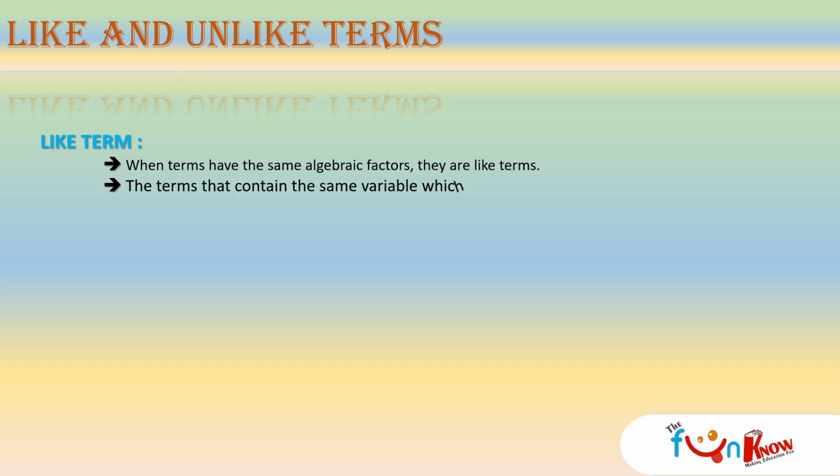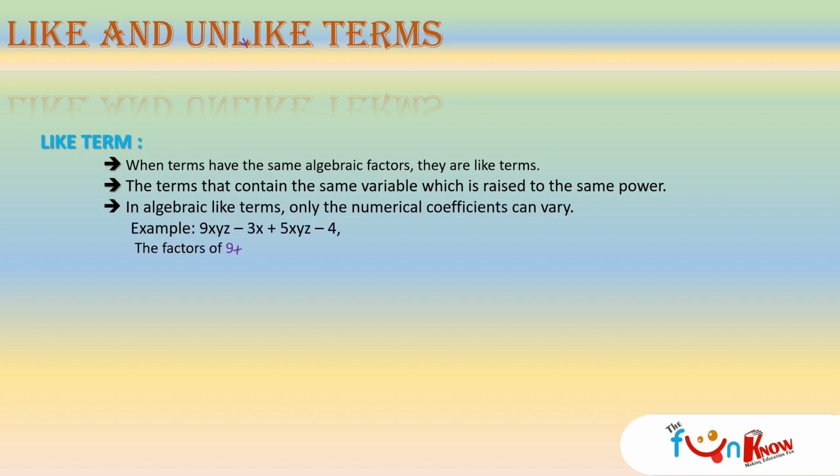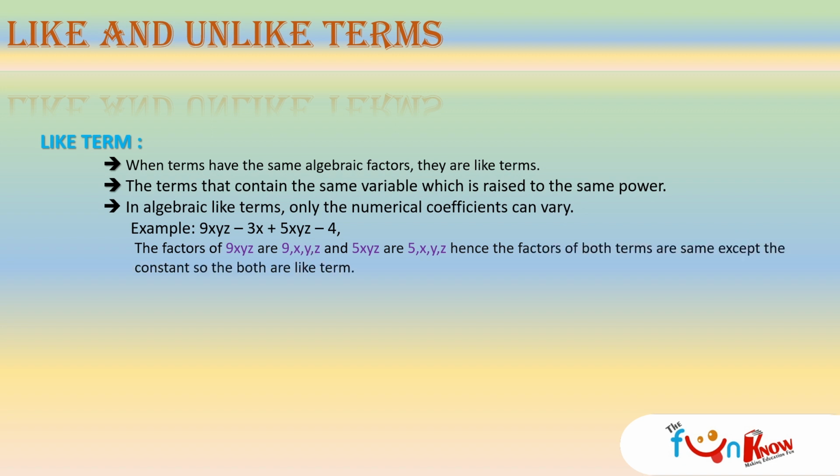What do you mean by like term? What do you mean by unlike term? See, like terms are terms having the same algebraic factor. So when algebraic expressions have the same algebraic factors, they are known as like terms. Second, terms that contain the same variables which are raised to the same power, means the same variable x and even the power to which it is raised is also the same, x square like that. In algebraic like terms only the numerical coefficient can vary.